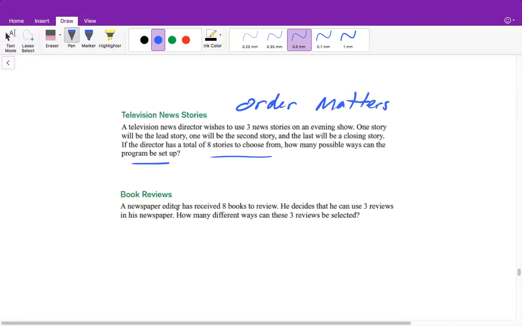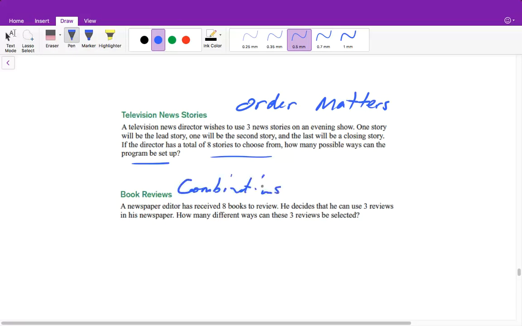Here it just says a newspaper editor has received 8 books to review. He decides that he can use 3 reviews in his newspaper. How many different ways can the 3 reviews be selected? He doesn't say he's ordering them in any way. He's just picking 3 of them and putting them in his newspaper. So in this one, order does not matter. So it will be a combination.